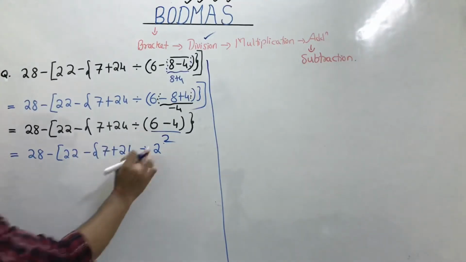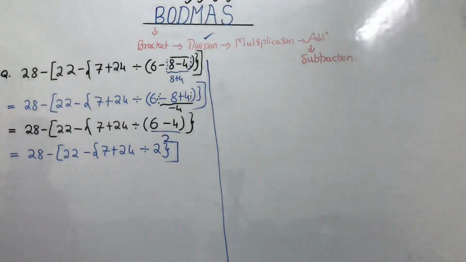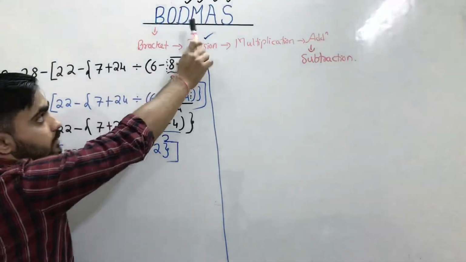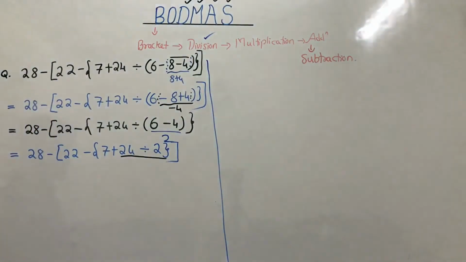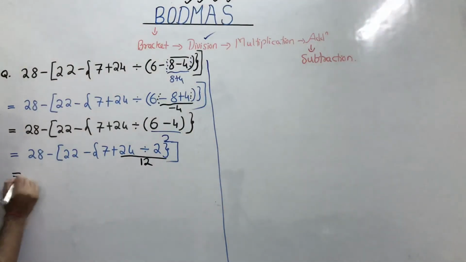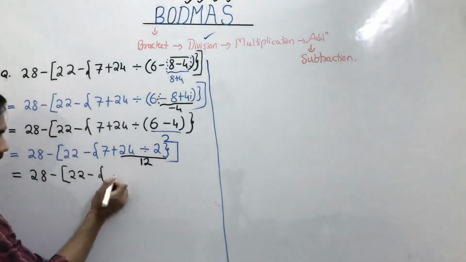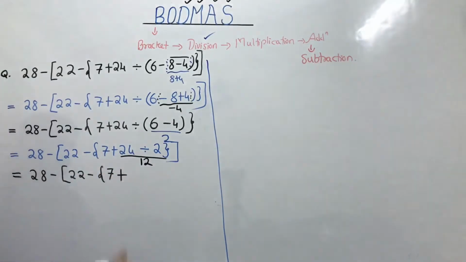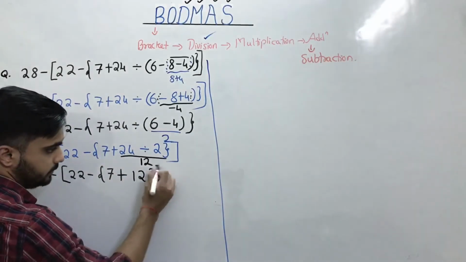So now I'll open the bracket. So second is this bracket and this bracket. Now I have addition and division. According to this rule, first we'll go with division. So 24 divided by 2 is nothing but 12. So 28 minus 22 minus 7 and plus as it is, 24 divided by 2, I'll write 12 here.